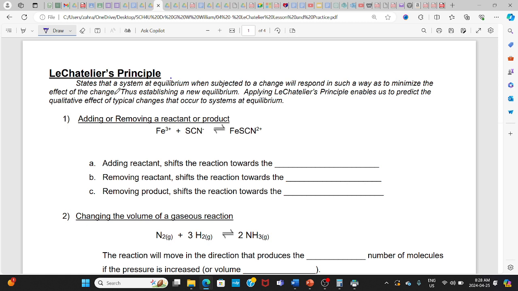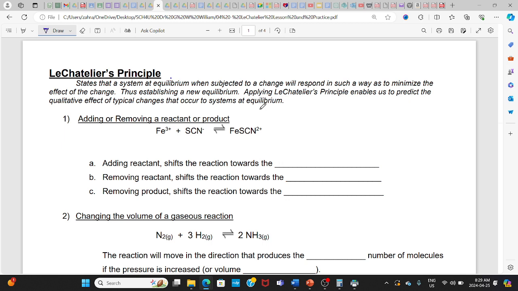You make a change, nature doesn't like it. You want to go back to equilibrium. You disturb something, it will try to find a way to get everything back to equilibrium and establish a new equilibrium. Applying Le Chatelier's principle enables us to predict the qualitative effect of typical changes that occur to a system at equilibrium.